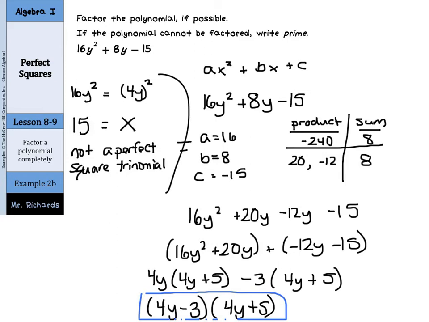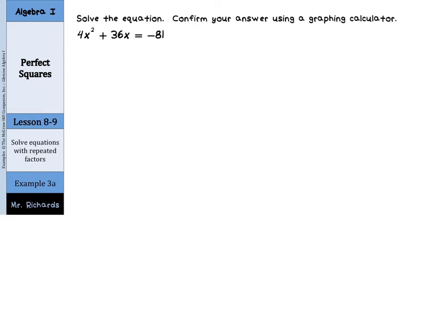So again, go through your steps. Look for the GCF. Look to see if it's a perfect square trinomial or difference of squares. If it's not, then look to do our other rules and see if you can factor by grouping or other methods. Now I get to solve the equation and confirm our answer is correct using a graphing calculator.